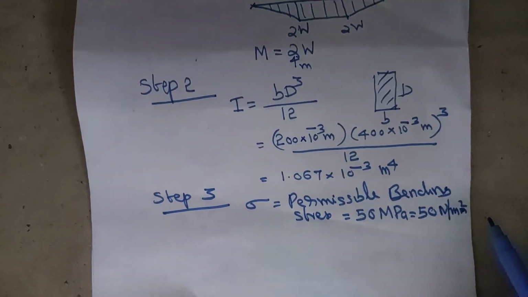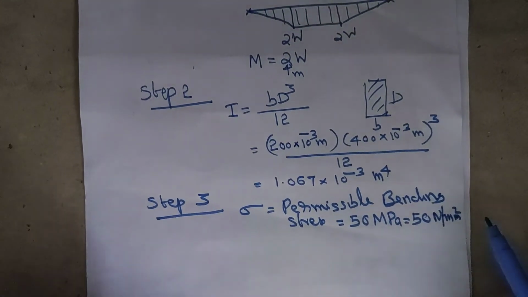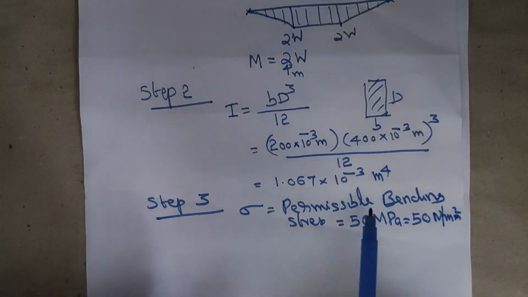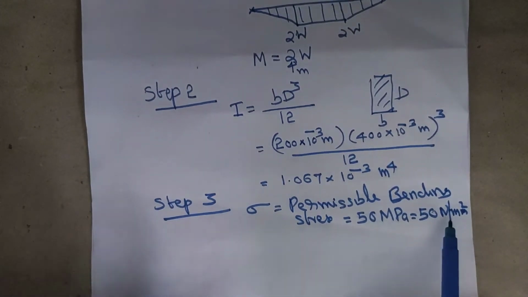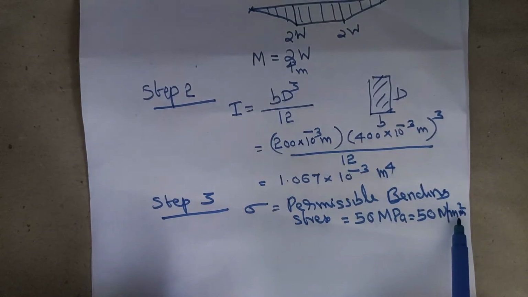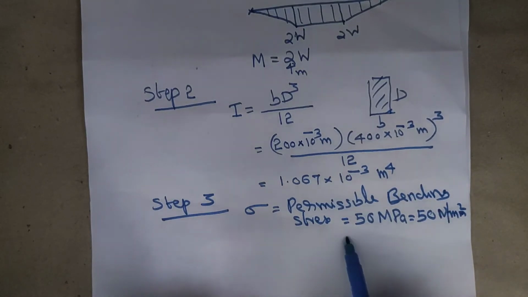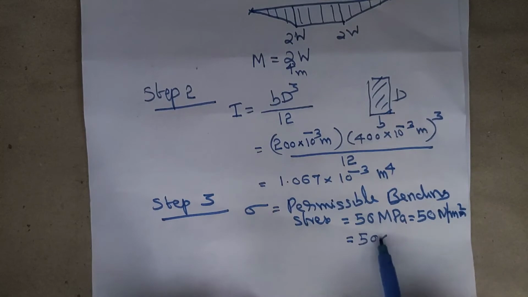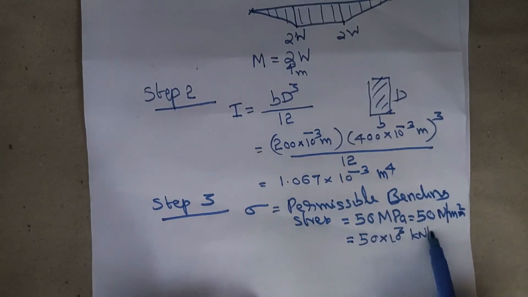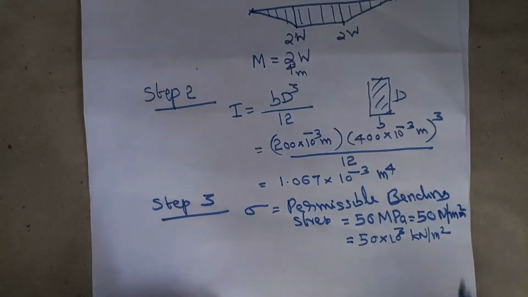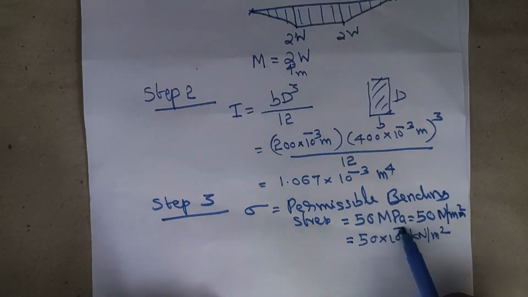1 megapascal is 1 Newton per millimeter square. So now we are using kilonewton and meter. To convert this Newton per millimeter square to kilonewton per meter square, we need to multiply by 1000, or into 10 to the power of 3. So this value will be 50 into 10 to the power of 3 kilonewton per meter square.